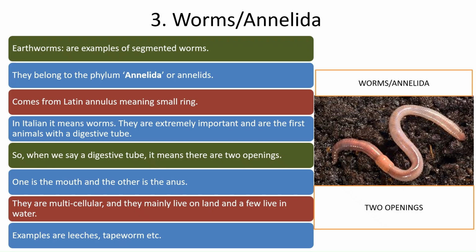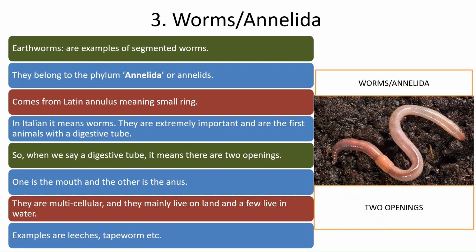The third one is worms or annelida. Earthworms are examples of segmented worms. They belong to the phylum Annelida or annelids. This comes from the Latin annulus, meaning small ring. In Italian, it means worms.